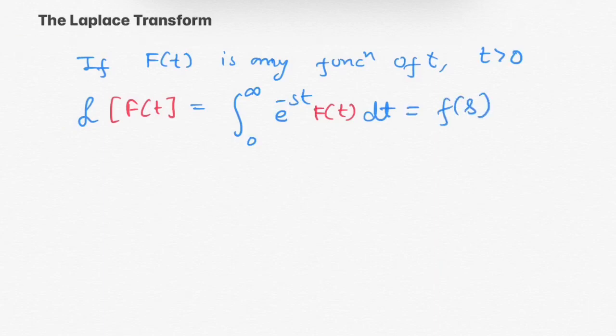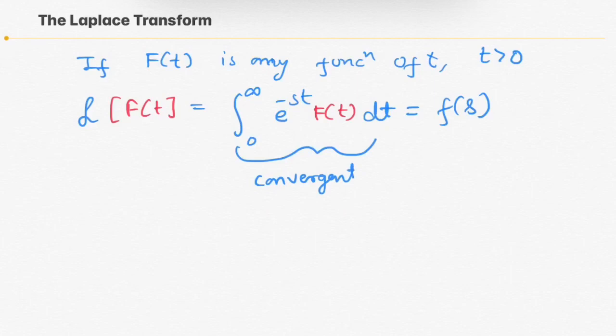This improper integral will be convergent for some value of s. We will see that later on, for what value of s. And this parameter s, for the time being, let's consider as real, but later on we will realize that it will be more useful to consider s as a complex number.